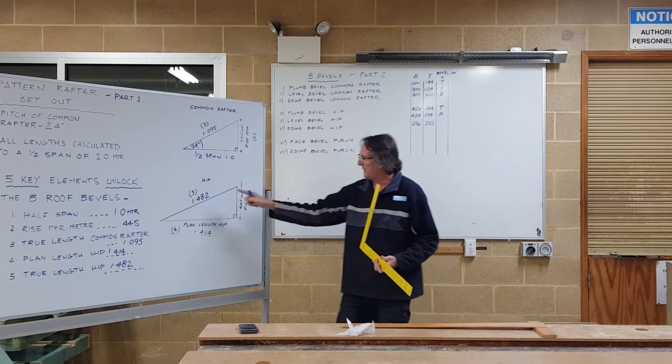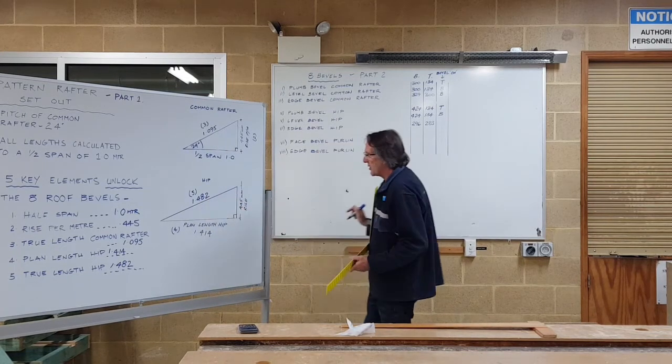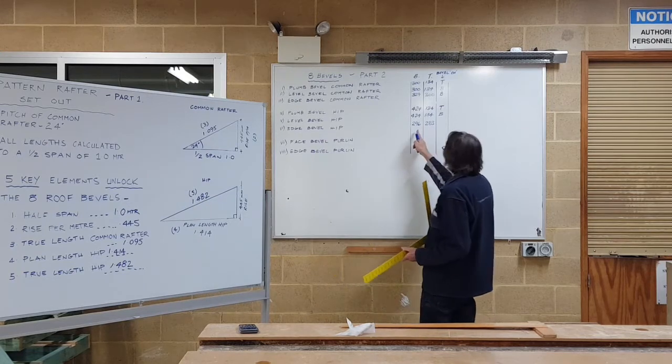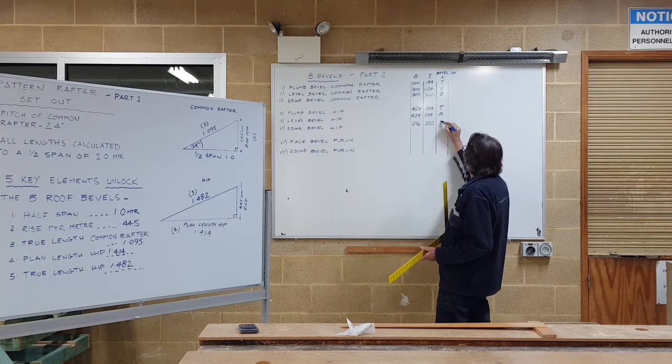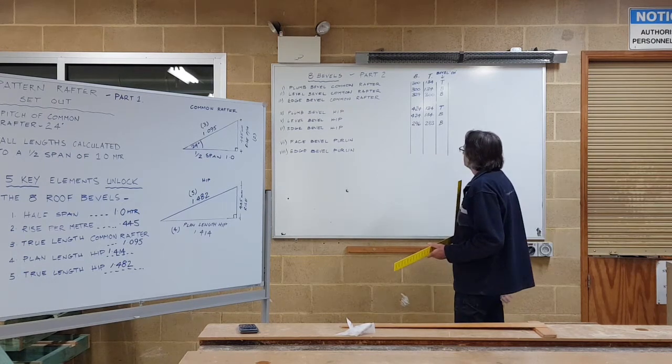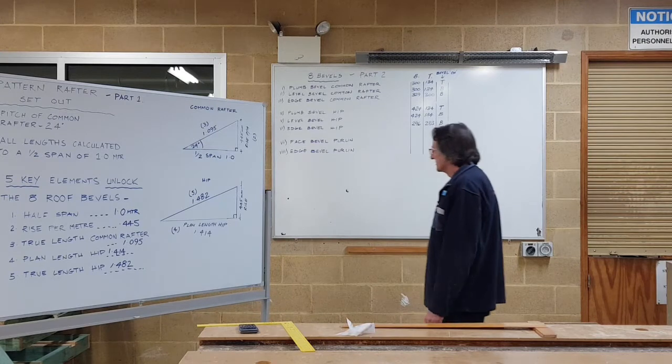The bevel is found off the true length. The edge bevel will be found off the 1.482. It will be found off the blade because that's the true length. So the bevel there is also on the blade. That's great.